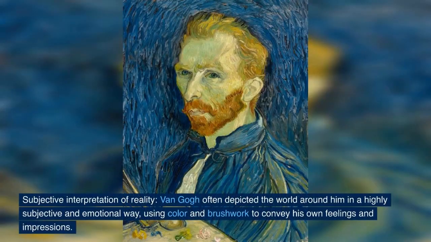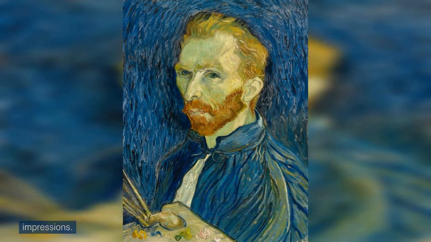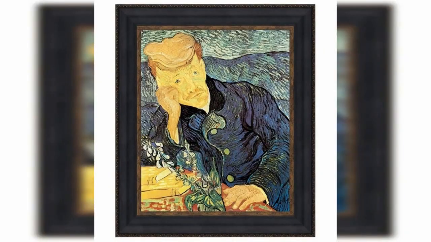Subjective interpretation of reality. Van Gogh often depicted the world around him in a highly subjective and emotional way, using color and brush strokes to convey his own feelings and impressions.